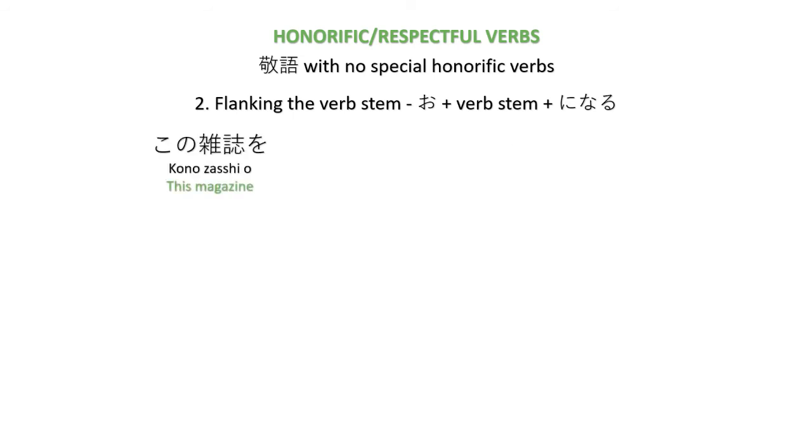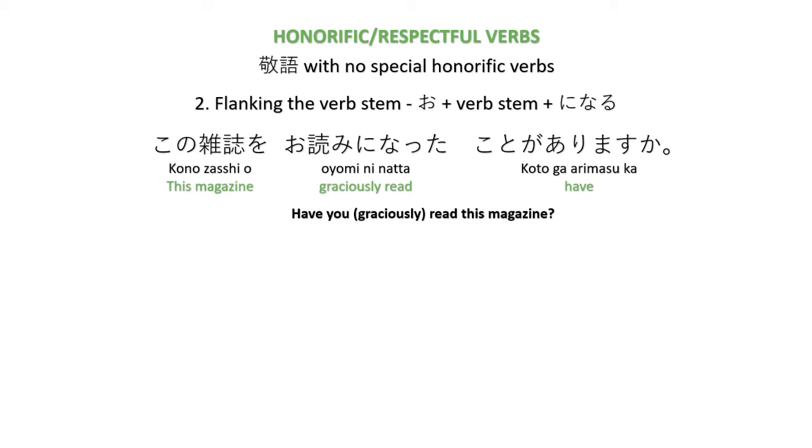Okay, another example. Kono zashi o oyomi ni natta koto ga arimasu ka? Have you graciously read this magazine? So, oyomi ni natta is the casual past affirmative form of ninaru. Instead of saying oyomi ni natta, we can use the polite form, kono zashi o yonda koto ga arimasu ka? So, this is the polite form.